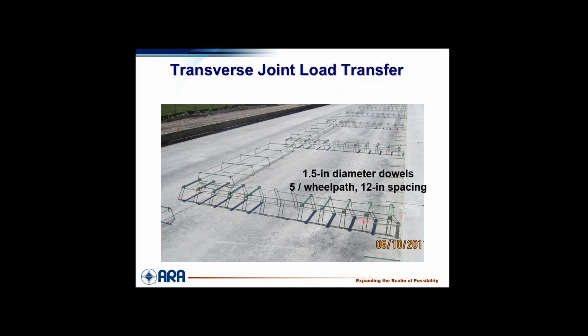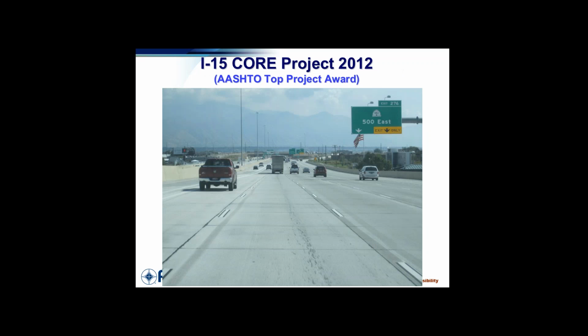It put 5 dowel bars in each wheel path. That saves money. Now we're down to 4 dowels in each wheel path. That saves a lot of money. Those are big dowel bars. And this is a very, very big freeway with a lot of truck traffic and so forth. This actually won the top award, the best project in the country from AASHTO in 2012. So we were very happy with that. There was a lot of really good construction and management of traffic. I think they won it on the management of traffic, really, because they kept 3 lanes open all the time.